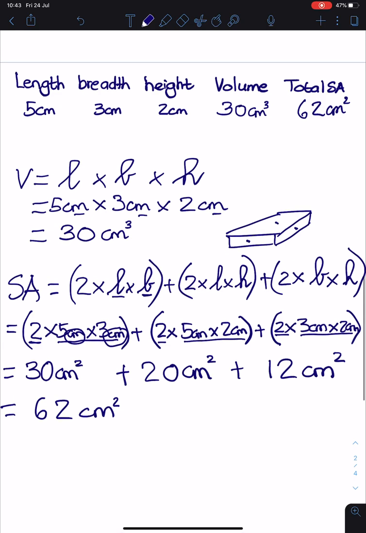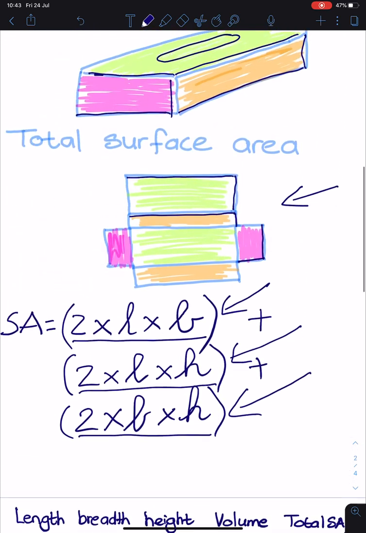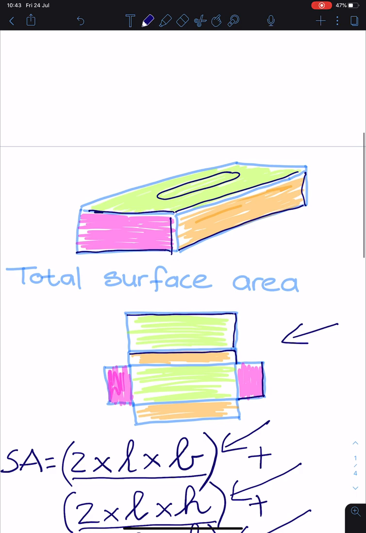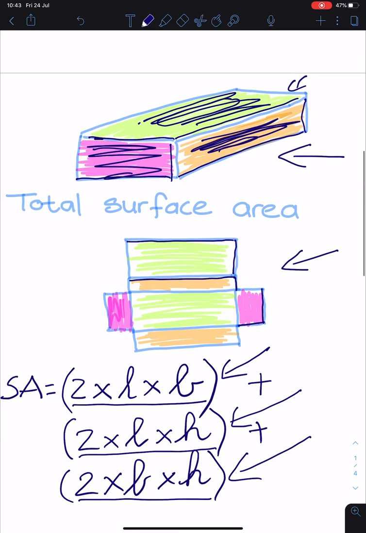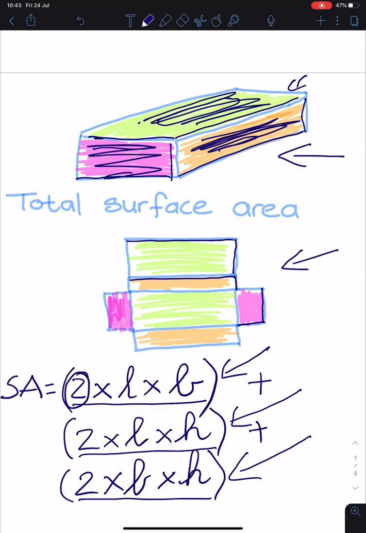So remember, let's go back to this picture above. Remember the tissue box theory, or total surface area. There are 2 of these sides, one at the top, one at the bottom. There are 2 of these sides, one in front, one round the back. And there are 2 of these sides, one in front and one round the back. And that is why we have 2 of each.